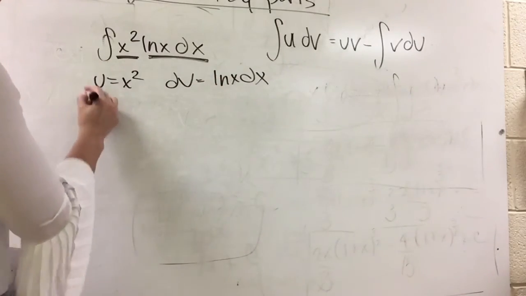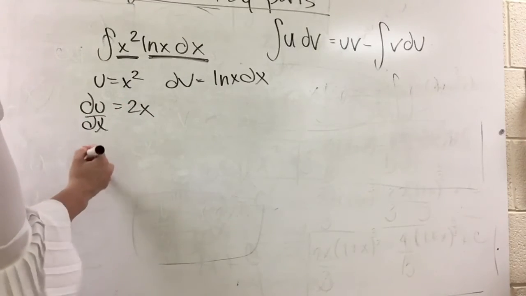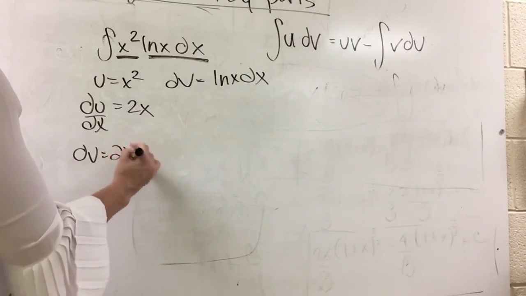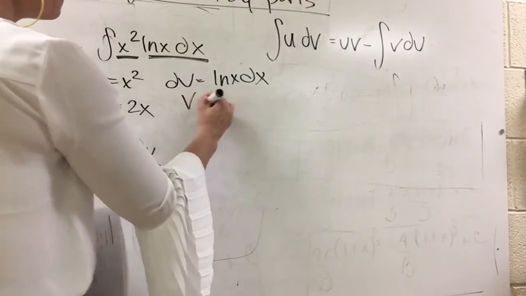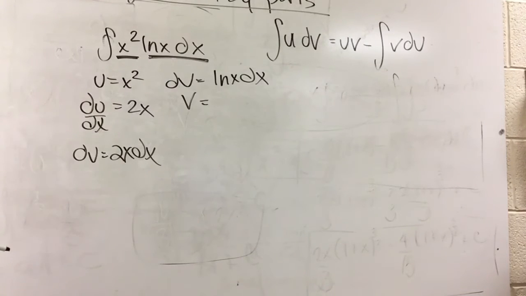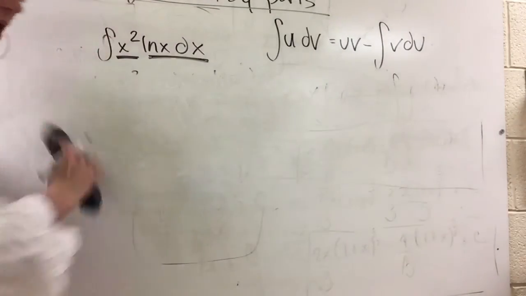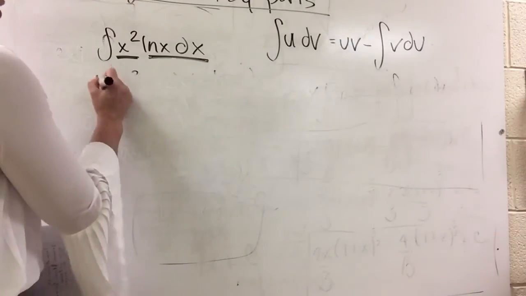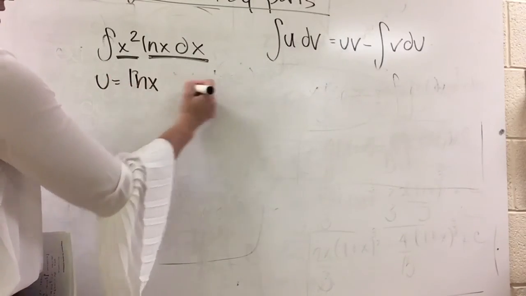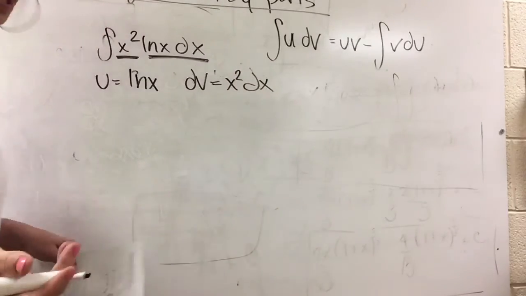So the derivative of u, du/dx, is 2x, no problems there. So du is 2x dx. Here I need to find v. What is the integral of the natural log of x? I don't know the integral of the natural log of x. So this is not a good idea. Danger. So I'm going to switch it. I'm going to make u the natural log of x, and I'm going to make dv x squared dx. And I'm going to try it.